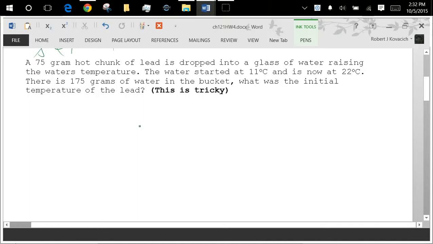Well, I told you right off the bat this one was tricky, and I didn't get any questions from anybody over the weekend, so I'm assuming you all got it, right? I hope so. Well, the thing that makes this a little bit tricky is maybe two things.